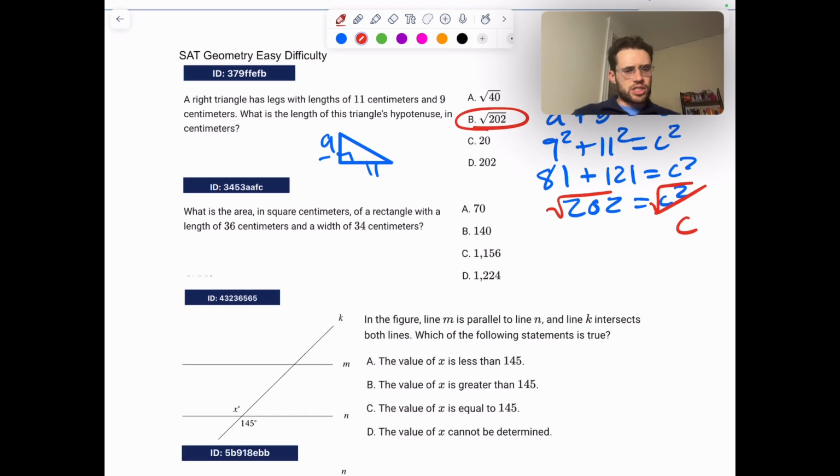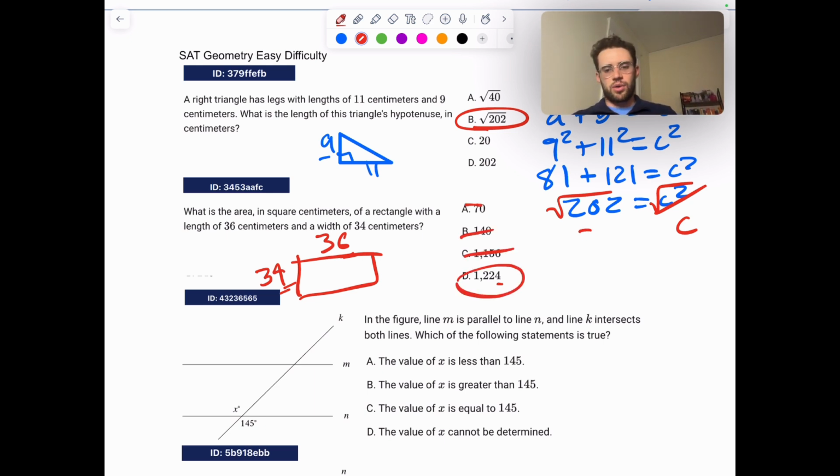What is the area in square centimeters of a rectangle with a length of 36 centimeters and a width of 34 centimeters? The area is just going to be the length times the width for a rectangle, so we just do 36 times 34. Now, without even multiplying them, 6 times 4 is 24. So if we have something ending in a 6 and something ending in a 4, it's going to also end in 4, which is the end of 24. So you can quickly rule out all of these and know that it's D.